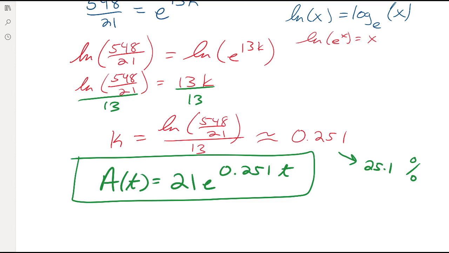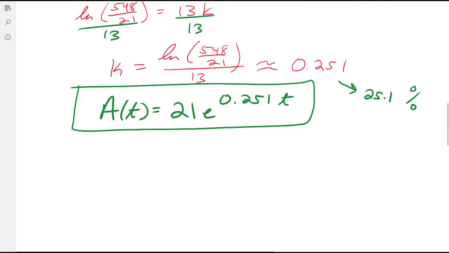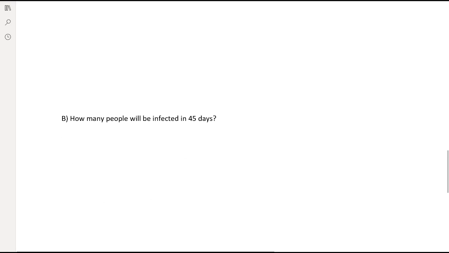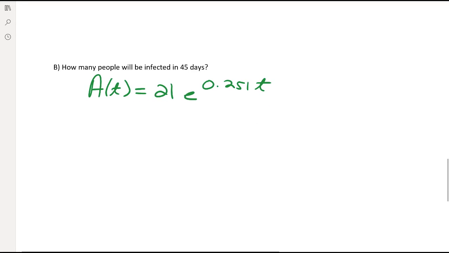Okay? All right, here we go. Let's see, I think there's another part here. Yes, how many people will be infected in 45 days? So let me just rewrite our model here. Our model was 21e to the 0.251t. How many people will be infected in 45 days? Remember, t represents the number of days. So all we have to do to figure out how many people will be infected is plug in 45 for t. So 21e to the 0.251 times 45.